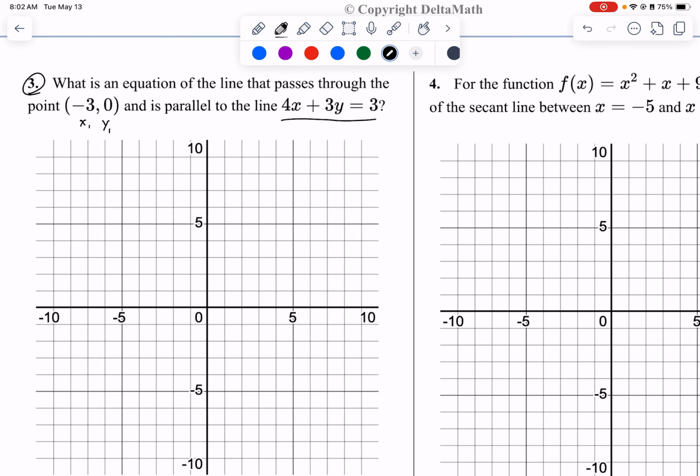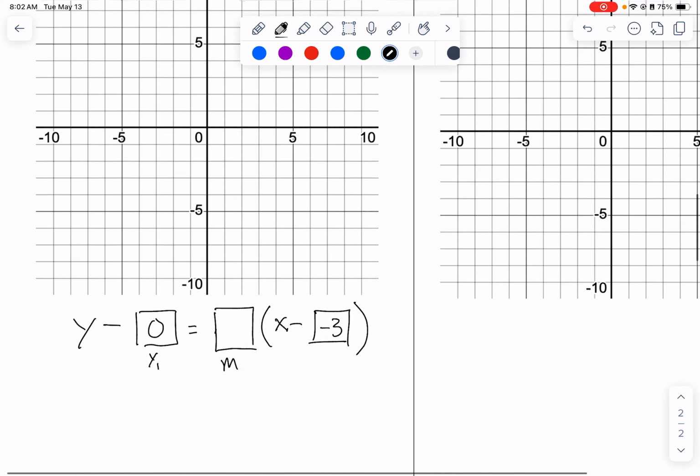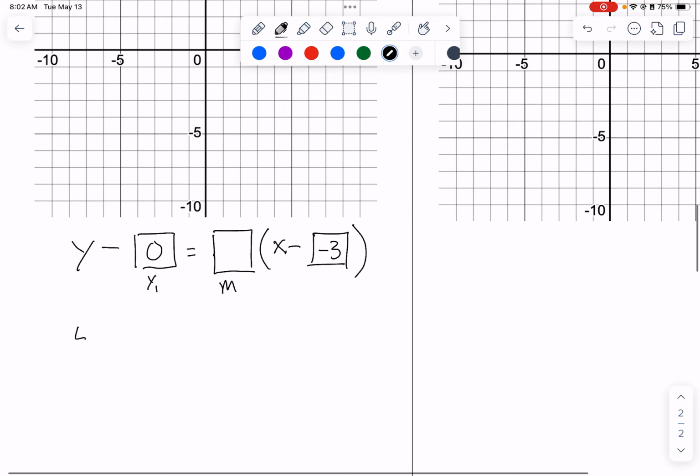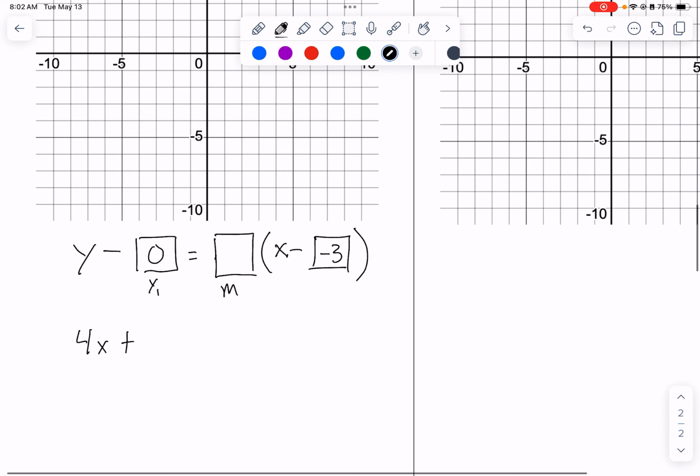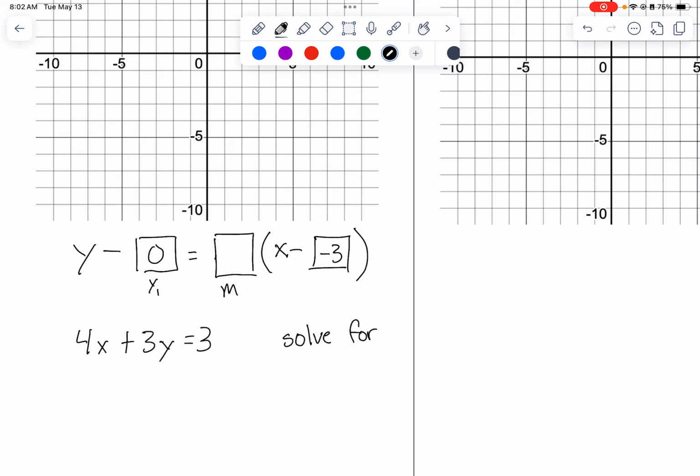Now, I could plug in some points for x and y to try and figure out what the values are going to be of the slope by looking at the graph, doing a calculation of rise over run. Or we have 4x plus 3y. My other option is that I could solve for y and then identify slope. And it's a lot easier to identify slope after you've solved for y.